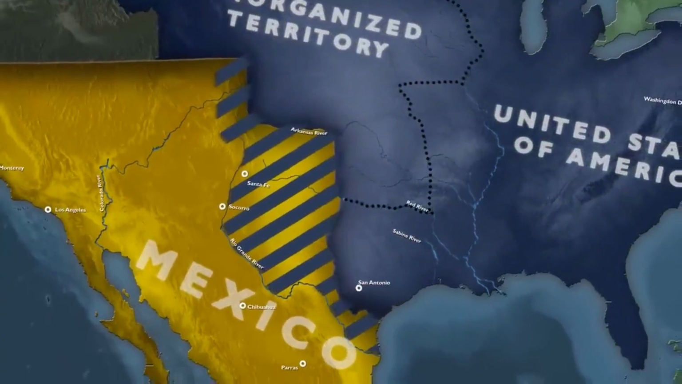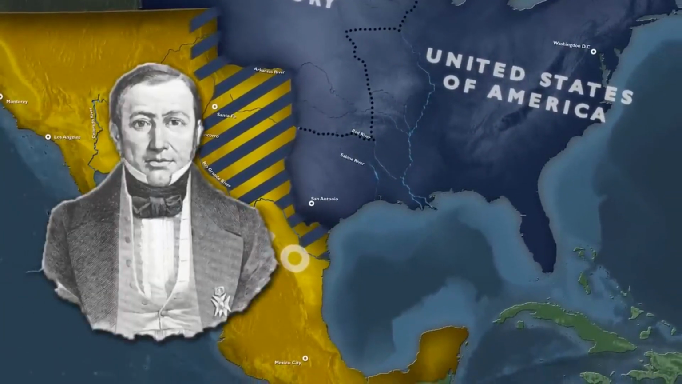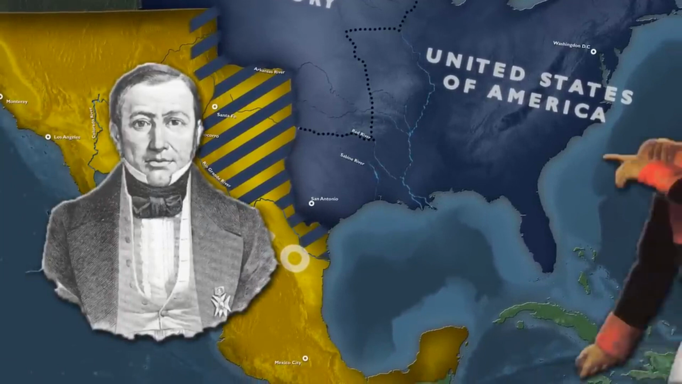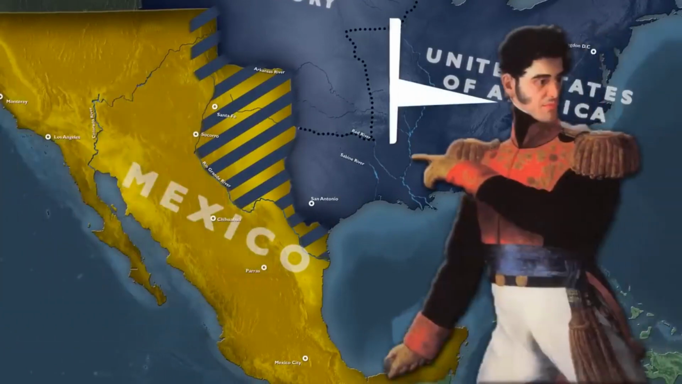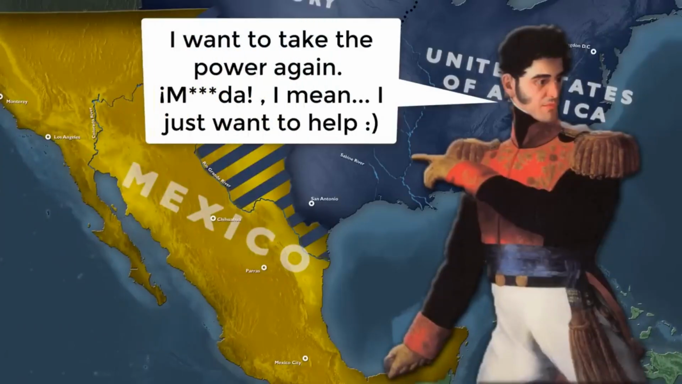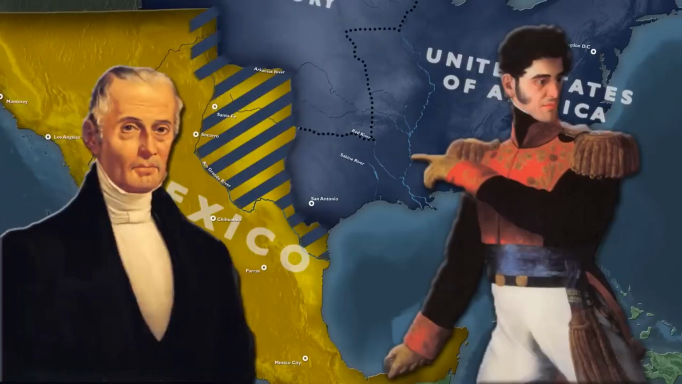For Mexico, the conflict came at the worst possible moment. Political instability remained severe, and divisions within the government weakened the country's ability to respond effectively. At the center of this turmoil stood one of the most controversial figures in Mexican history, Antonio López de Santa Anna. Santa Anna's political career was remarkable for its constant reversals.